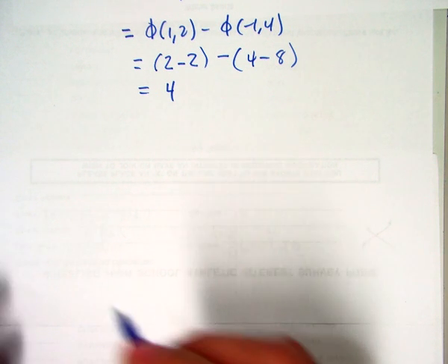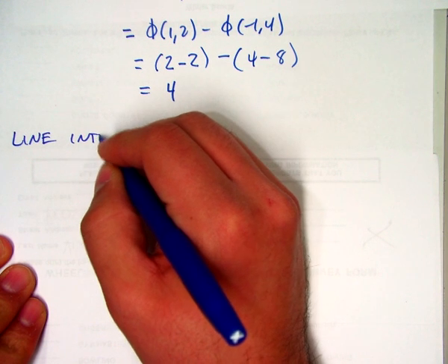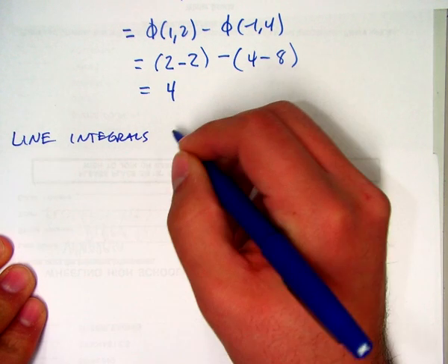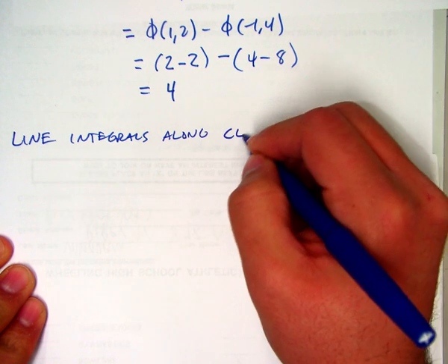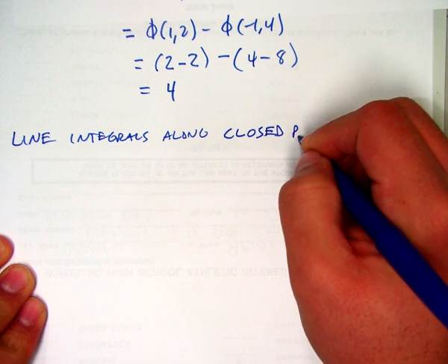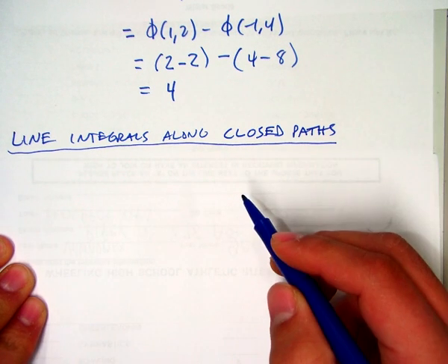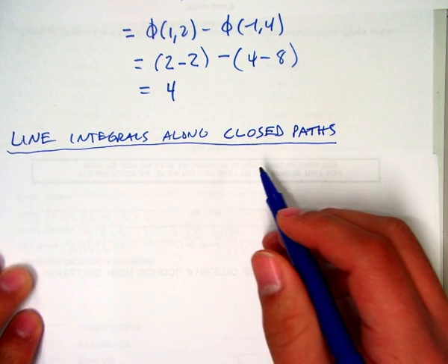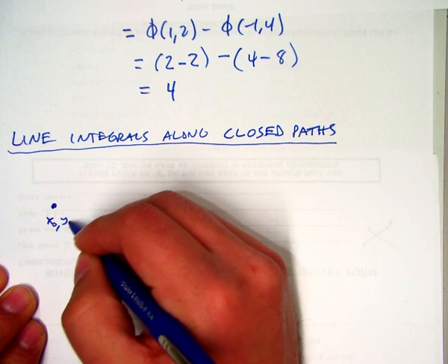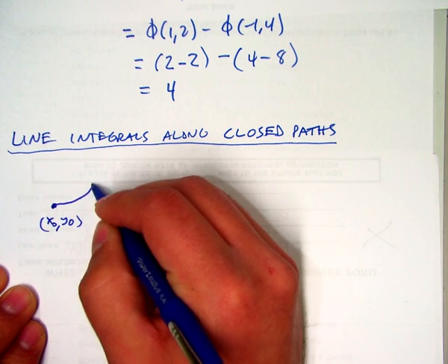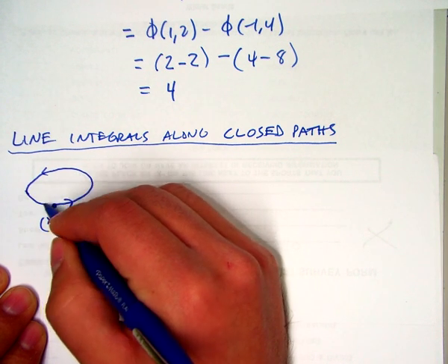Before we go there, let's do this. Line integrals along closed paths. So here we're talking about a scenario where we start at x naught, y naught, and maybe we come back around and we end up right back where we started.